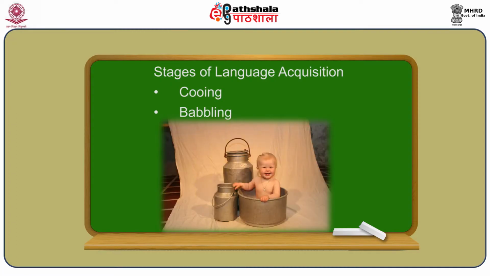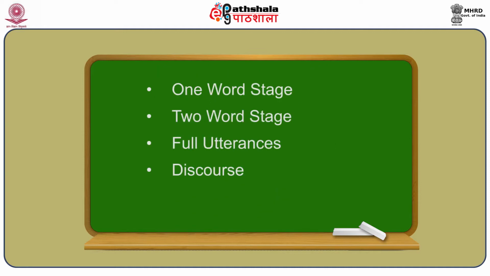People have also talked about stages of acquisition, but not particularly meaningful now. People talk of the cooing stage and babbling stage, and then children talk of one-word stage and two-word stages, and then full utterances, and then the whole discourse level, the different stages which you will read in your module, and they have been explained.